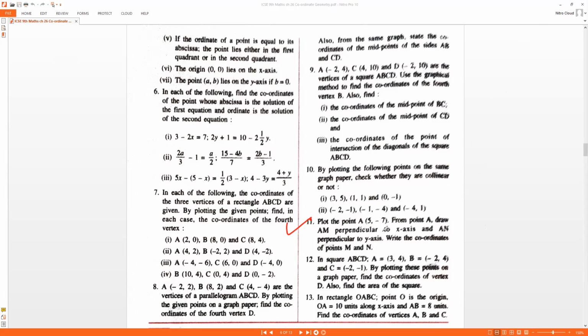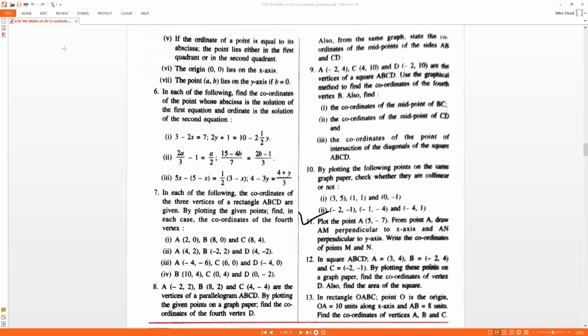Plot the point A, 5 comma minus 7. From point A, draw AM perpendicular to the x-axis, and AN perpendicular to the y-axis. Write the coordinates of points M and N. I'll show you how to do this. Very simple. In fact, we can do it here also. It will not take much time. Let us do question 11.